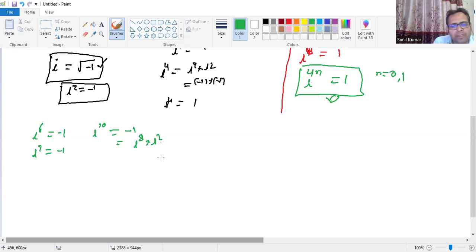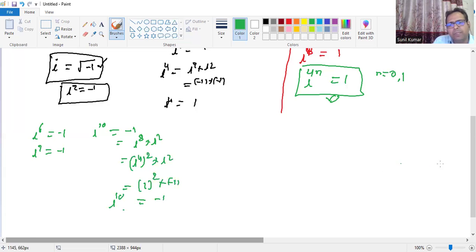That is iota power 8 into iota power 2. As we know, iota power 8 can be written as iota power 4, whole power 2, into iota square. So this i power 4 value we know is plus 1. We have a formula, we already studied this one. So 1 to the power 2 into minus 1. So we'll get minus 1. So i power 10 we are getting minus 1.